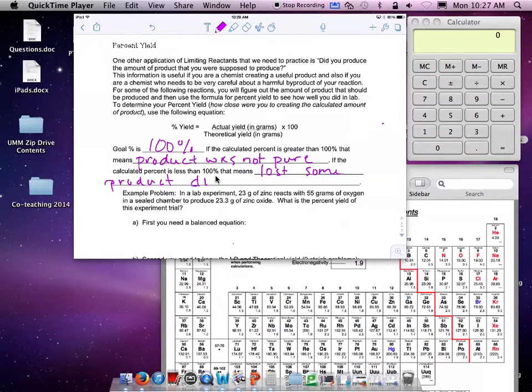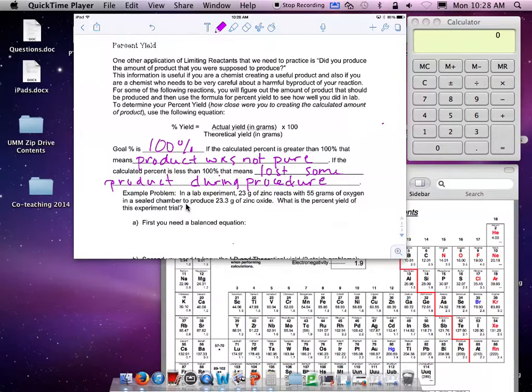So maybe there was a step where you had to filter and it was stuck in the other container, or it got stuck in the filter paper. Or there was a spill that happened, but something during the procedure caused you to lose some of your product. So 100% is the only perfect answer. Less than or higher than that means there was some sort of lab error. And that's something that you can think about more when you know what your specific procedure is. Let's go ahead and do an example like this.